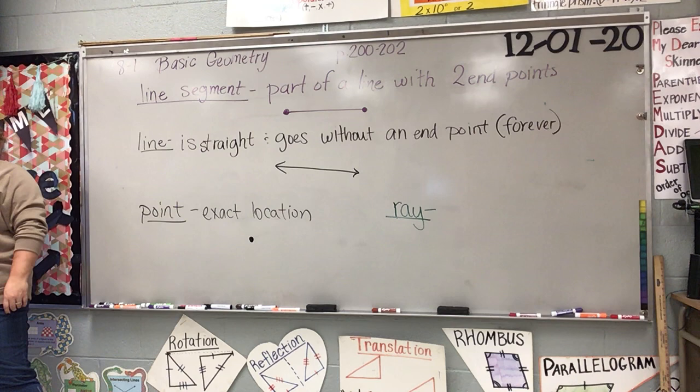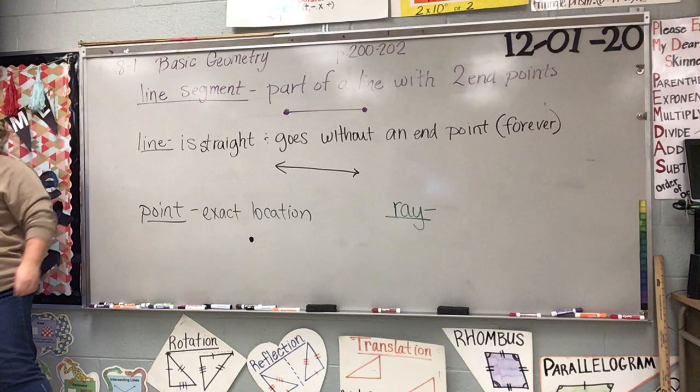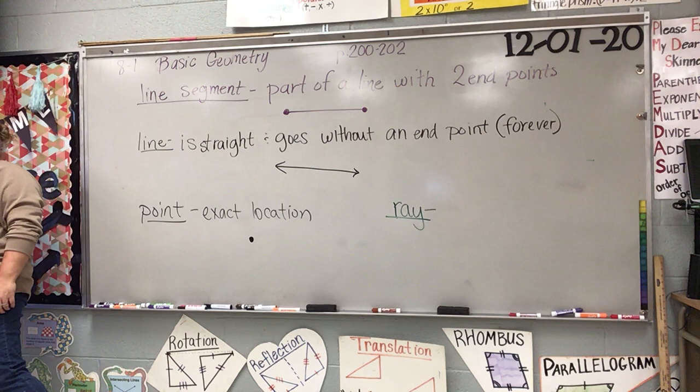What do you think, Jesse Ray? A ray is a part of a line. It has only one end point and extends forever in one direction. Does that sound like a textbook answer or what? Yeah. A ray is part of a line.